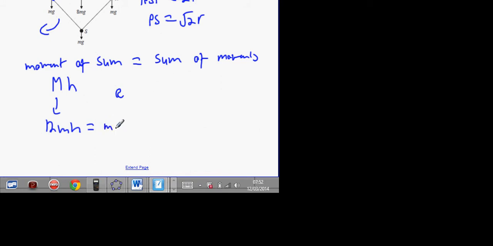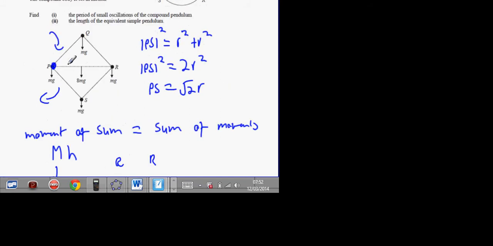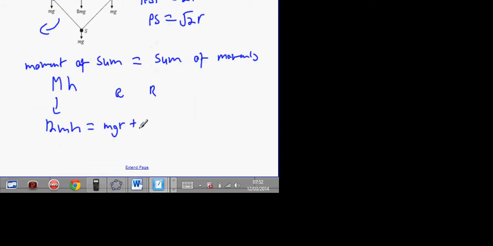Now I'm going to look at particle R. Particle R is how far away? This particle R here. Particle R is 2r away, so it's going to be mg2r. So it's going to be force times distance, mg times 2r. And then we're going to do G, which is in the middle. We'll call this G. How far is that away? R. 8mgr.